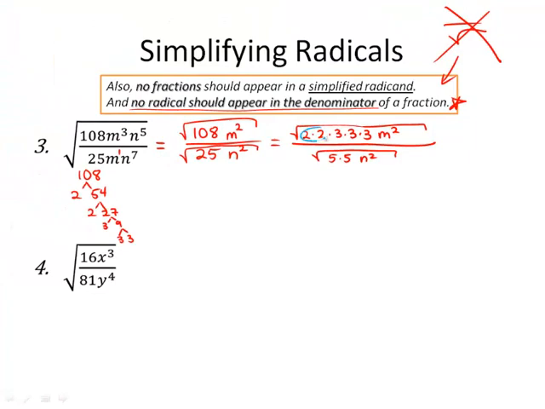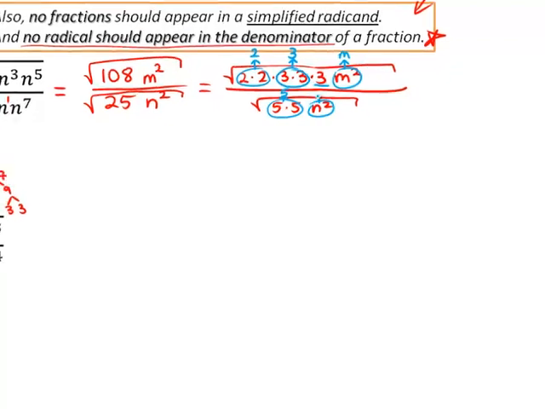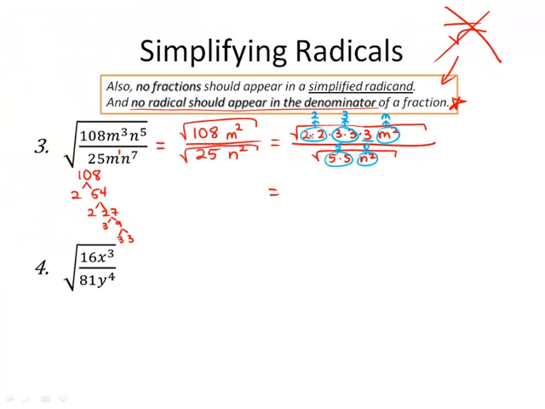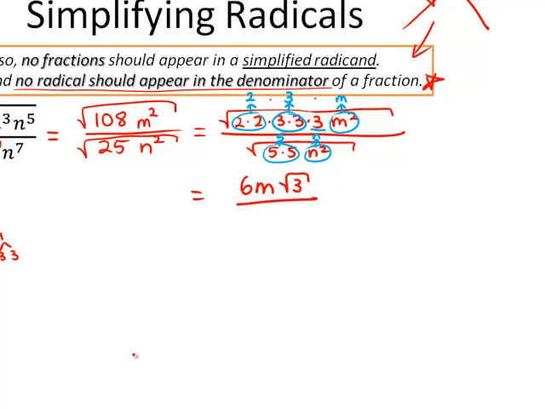Now notice, we've got 2 2's, which would be root 4, which is a 2. 2 3's, which is root 9, which is a 3. 1 3 is left. M squared becomes m because m times m is m squared. And here we've got 5 and an n coming out. So that gives us 2 times 3 times m, which is 6m, and a 3 is left in the root. Don't forget about it. And you've got a 5n and nothing left in a root.